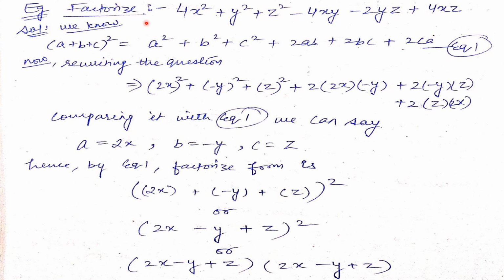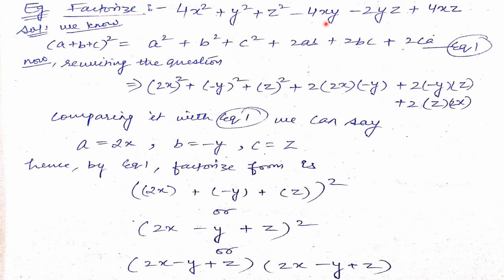Okay. Now, the question is: factorize 4x square plus y square plus z square minus 4xy minus 2yz plus 4xz. First, seeing these terms, what comes to my mind is that formula number 5. After that, I have to think about which term is negative, because seeing these three squares, we can't say which is negative. But one of them is negative, that is why we are getting negative signs over here. So we have to think which one is negative.